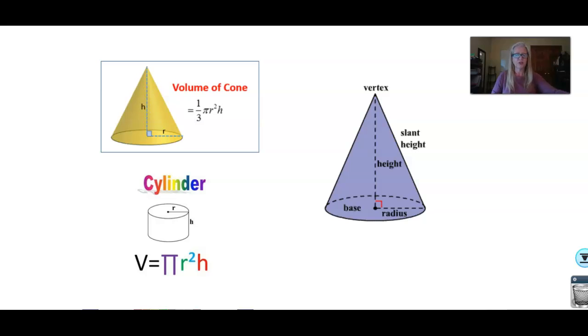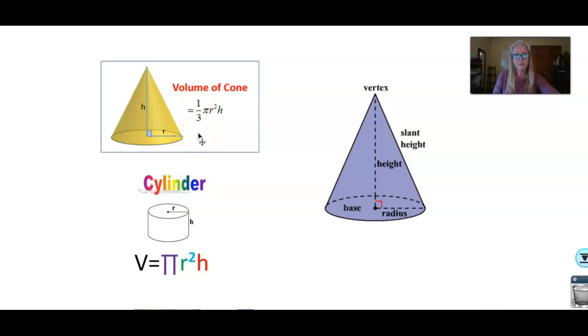One thing I want to mention to you, when you're looking at the formula for the volume of a cone and the formula for the volume of the cylinder, how are these formulas the same? Well, they both have pi, they both use radius squared, and they both use height. How are they different? The cylinder doesn't have the 1/3 that the cone has.